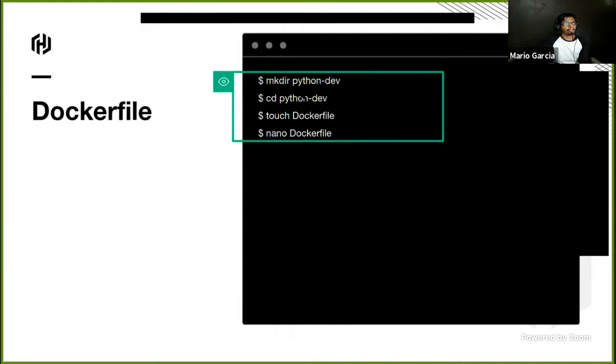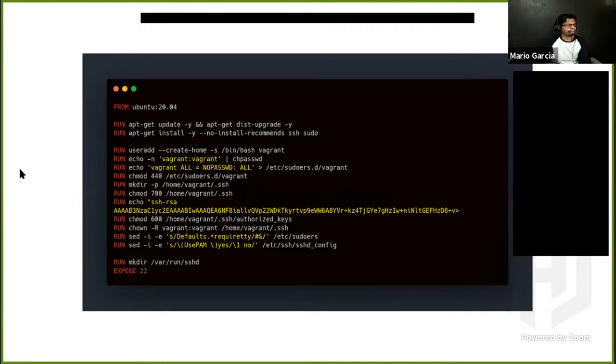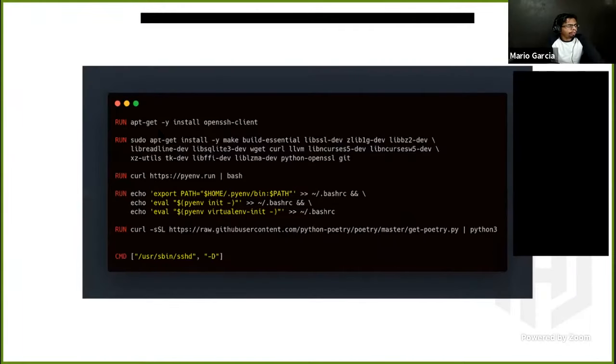And for that, we create a directory for our environment. We create a Docker file. The Docker file will look similar to this one. Here I'm configuring a Vagrant user and adding an SSH key so that when we initialize the Docker container, Vagrant can log into the server using an SSH connection. And we also have to add the instructions for installing Python and Poetry.